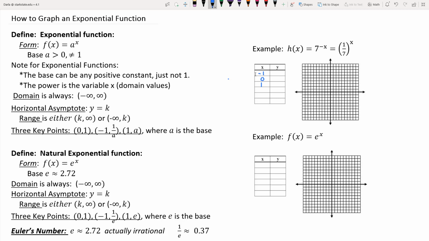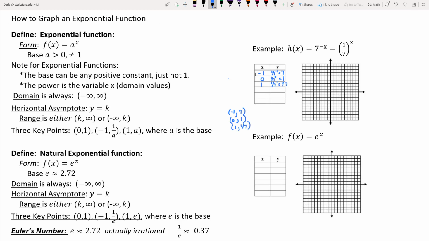So what is 1/7 to the -1 power? And the answer is, it's going to be the reciprocal, so it'd be 7. What is 1/7 to the 0 power? Well, anything to the 0 power is 1. 1/7 to the first power, well, it doesn't change anything. It's 1/7. And so you can see your 3 key points are -1, 7, 0, 1, and 1, 1/7.